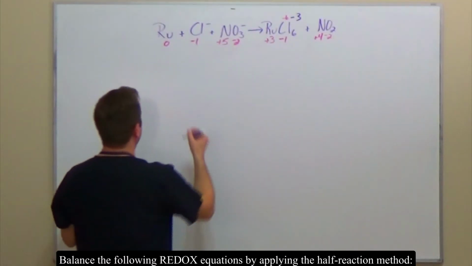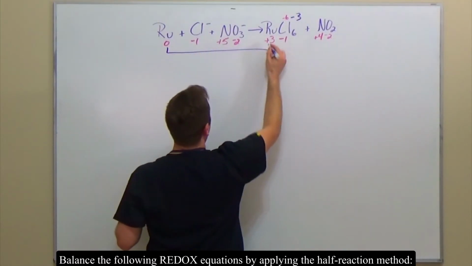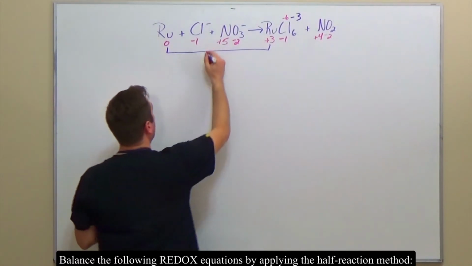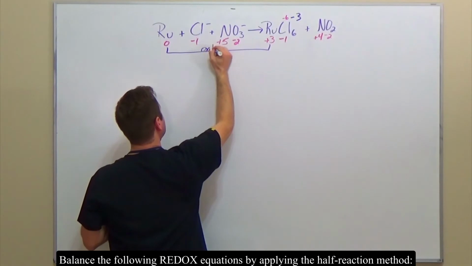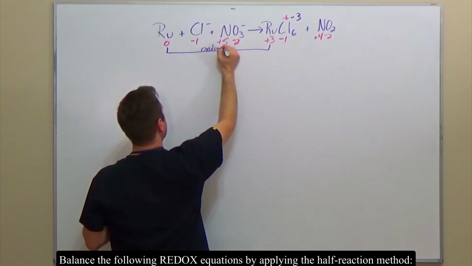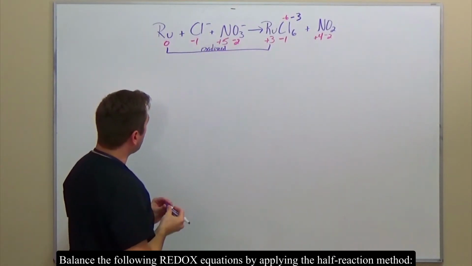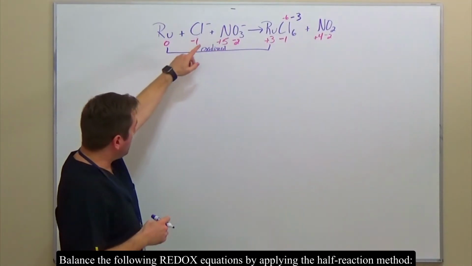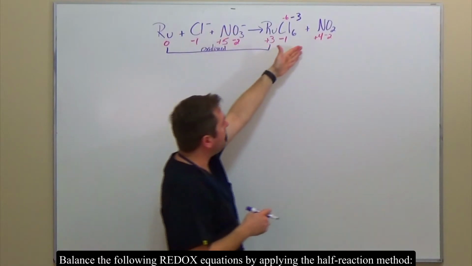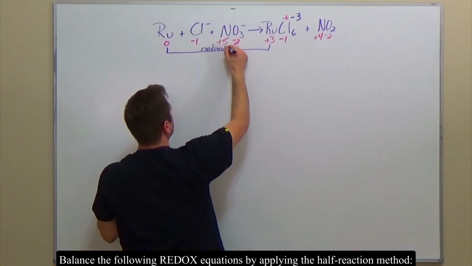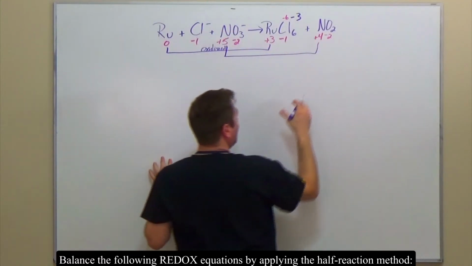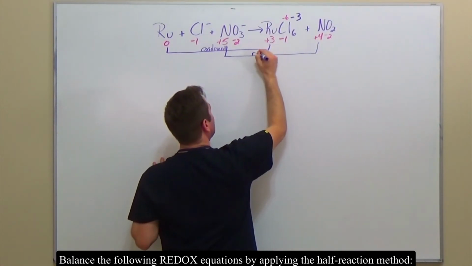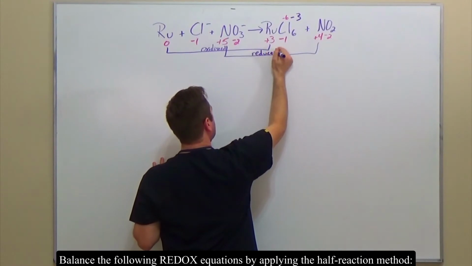What happened to the ruthenium? It became more positive, meaning its electrons were stripped away. So therefore, it was oxidized. Oxidized. Okay? The chlorine's okay. It's just -1 on both sides. What about the nitrogen? Here it was +5, and now it's +4. So there was a change that occurred. It became less positive. It gained electrons, and therefore we say it got reduced, okay?